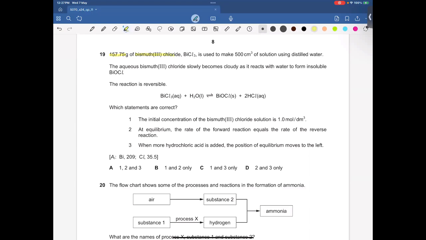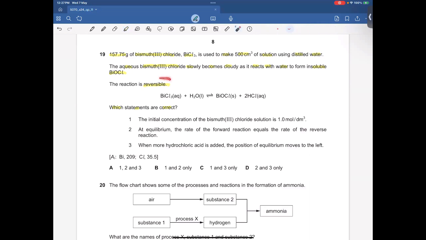157.75 gram of bismuth chloride is used to make 500 cm cube of solution using distilled water. The aqueous bismuth 3 chloride slowly becomes cloudy as it reacts with water to form insoluble precipitates. The reaction is reversible. Which statements are correct?